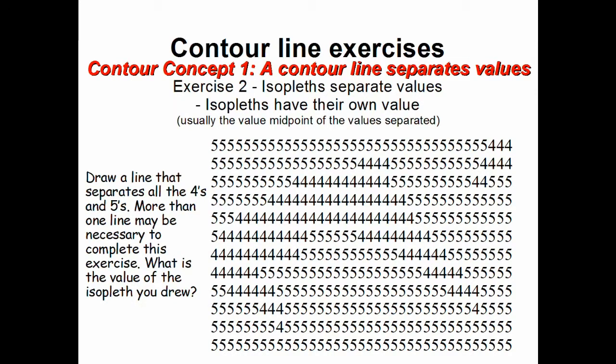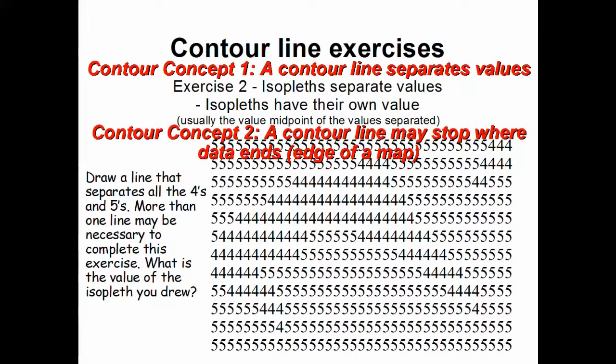But there's also a second concept that will be introduced, and the second concept is that a contour line may also stop where your data ends. So if you come to the edge of your data points, since you do not have enough control over the data, you may stop the contour line and do not need to close it. Again, the line you draw on this exercise will not only separate the 4s from the 5s, it will also have its very own value, and you may try to estimate what this value might be.